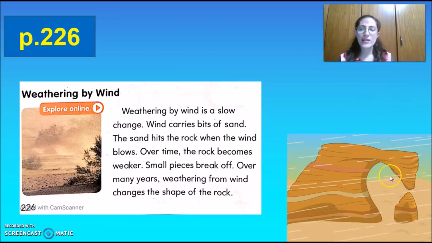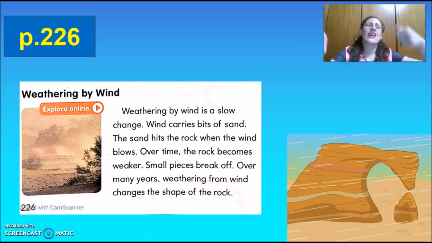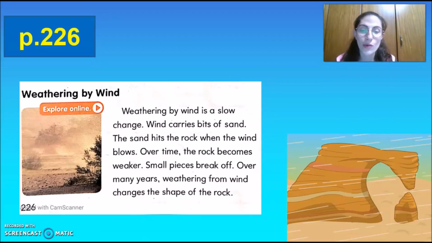Okay, so in this picture, each day, every day, the wind kept on smashing the rocks, and as it smashes the rocks, it has sand within it. The sand makes the rock become weaker, and the small bits of sand that keep on hitting the rocks day after day make the rocks weaker, and when they become weaker, they start to fall apart into smaller pieces. It starts to break up into smaller pieces, changing the shape of the rock after many years and not directly. That's why it is a slow change.